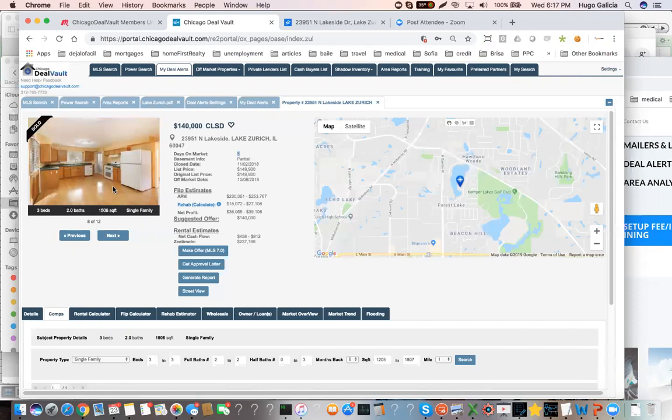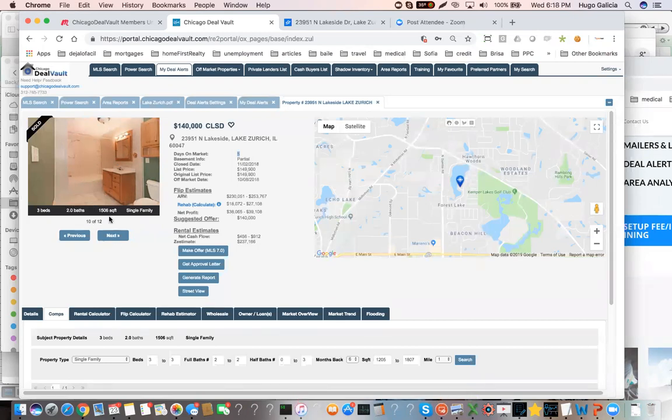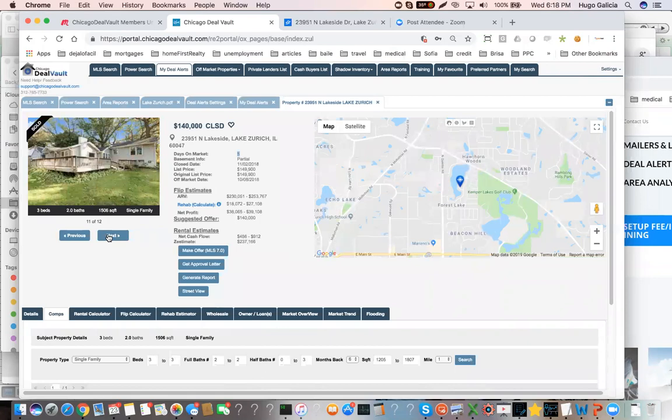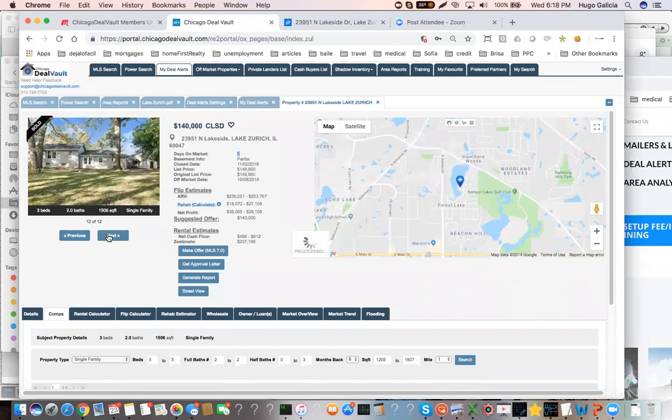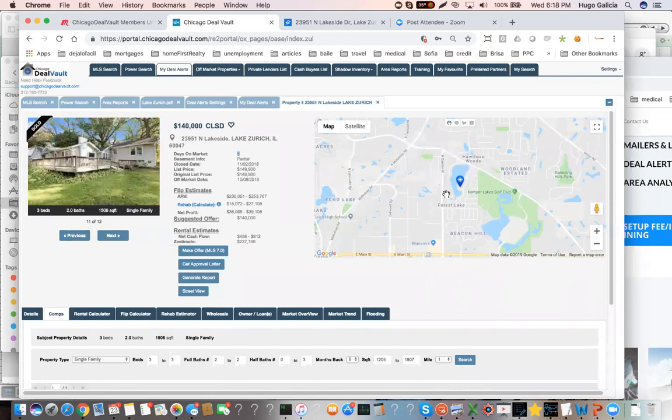What we did in the kitchen is we redid the flooring, painted the kitchen cabinets, and upgraded the countertops to granite. We also replaced the appliances with stainless steel. Now, if we go into the bathrooms, they look in good shape. We just painted them and changed the vanities and the tile in some of the bathrooms. As you can see, it's got a huge backyard. This property is facing the lake.